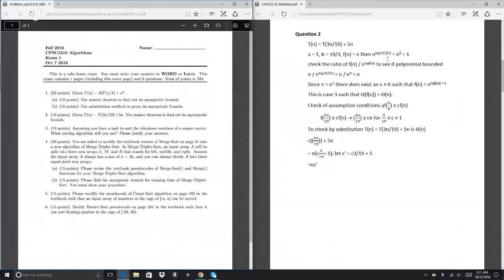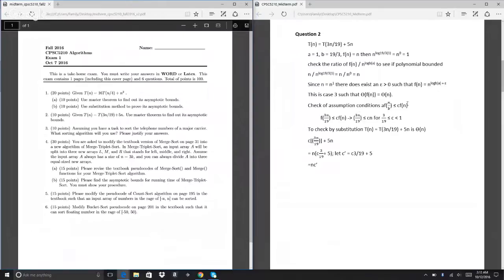Plugging this into our standard approach for the master theorem, n raised to log_b of a reduces to n to the 0, which is 1. Now we're going to check this ratio to see if it's polynomially bounded. You can see it easily, but we check here. So n divided by n^(log_b a), you get n over n to the 0, which is just n. Of course, that's really n to the 1, so that means there is an epsilon such that f of n is equal to n^(log_b a + epsilon). So that's case 3. Now case 3 has another assumption that you can check as well.